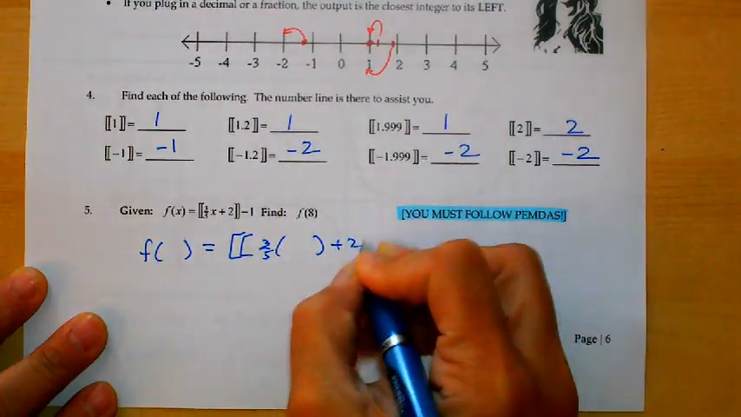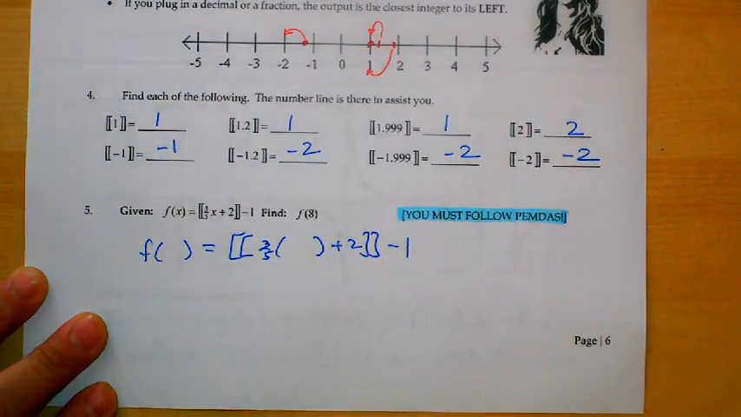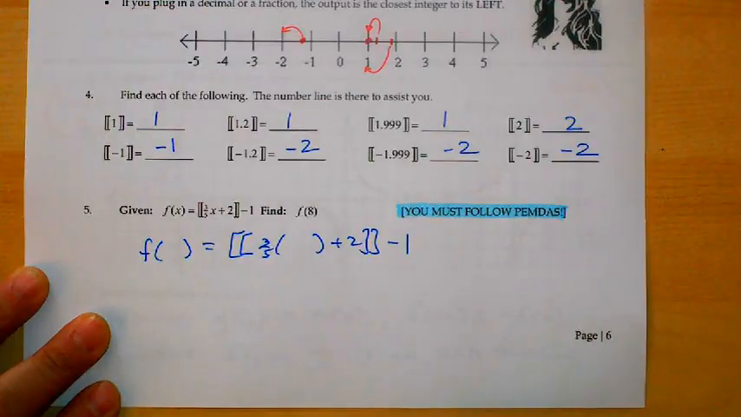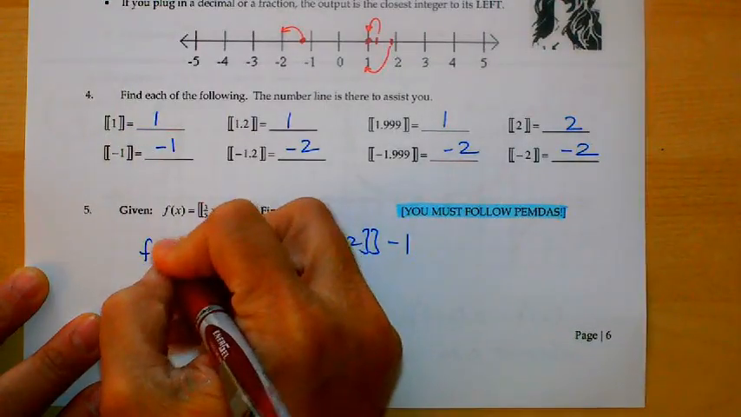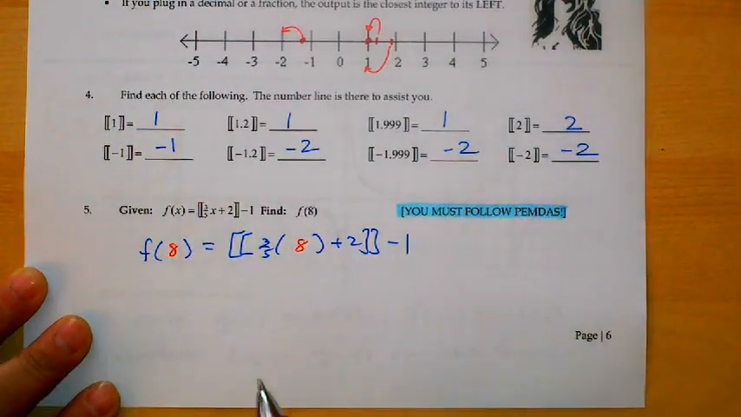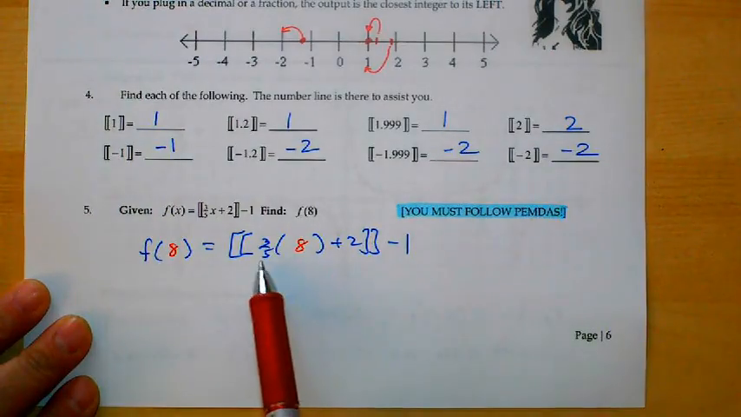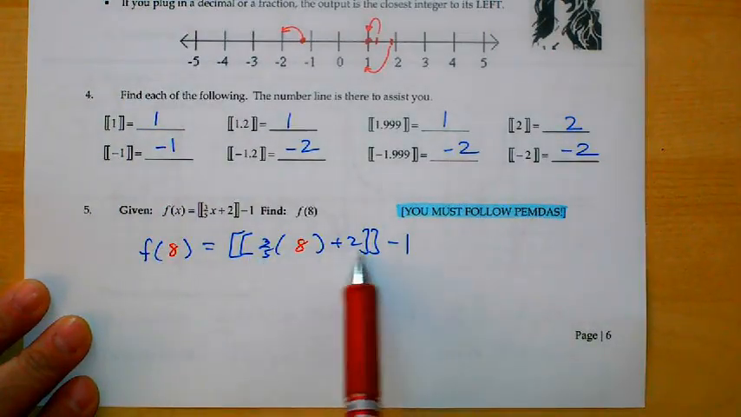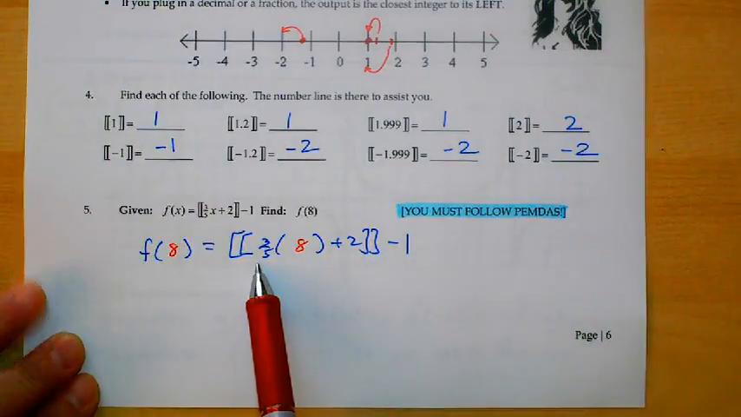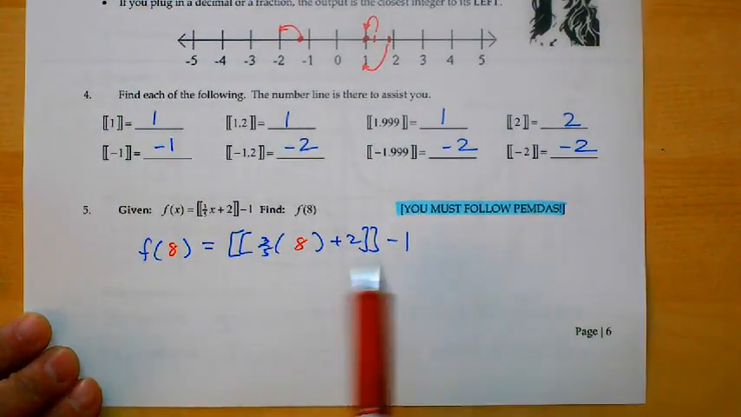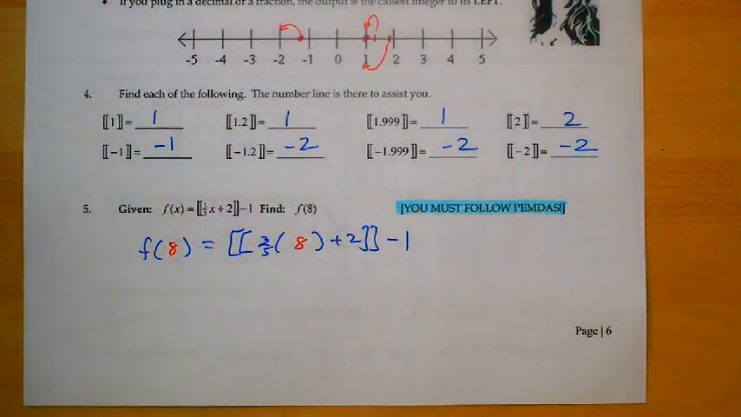There's my function, blank where the x's go, and now let's input the 8. So I want you to pause the video. I want you to compute the value inside the double brackets, then send it to the left, and then subtract 1. So pause the video, see how it goes.